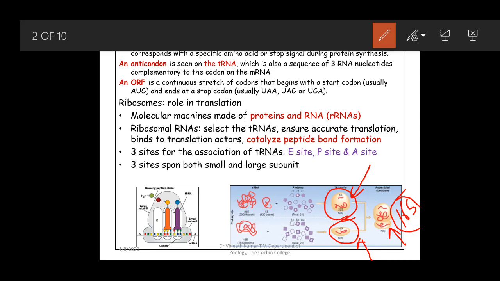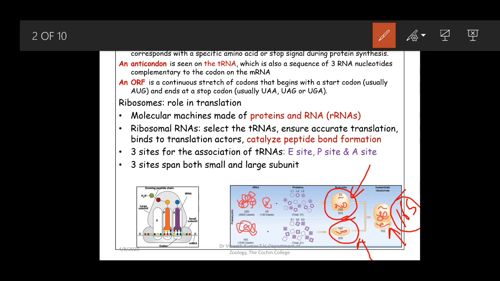Coming to the sites, these are the regions where the tRNAs interact with the ribosome. There are three sites, and they are named according to what the tRNA does at that particular site. They are named from left to right as E, P, and A. E is for exit site, P is for peptidyl site, and A is for aminoacyl site. So these are the three sites seen in the ribosome.